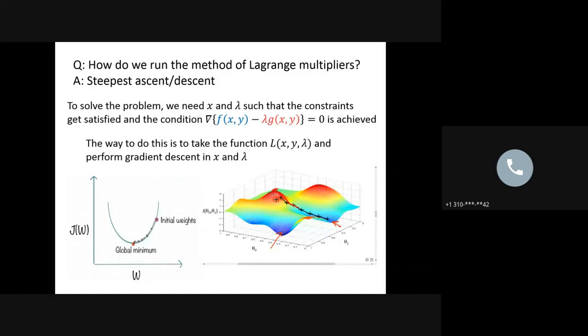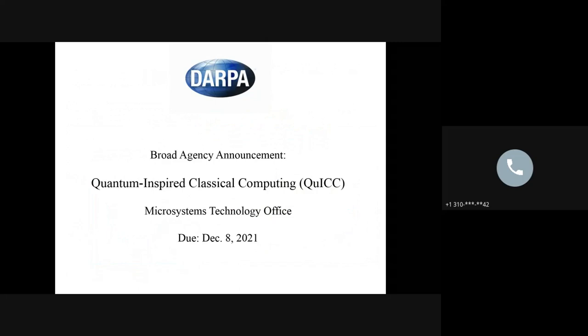And this is the gradient. And the optimum is achieved when the gradient is equal to zero, including the Lagrange multiplier. So, of course, when you go to a global optimum, the gradient is zero. You get to the top, there's no slope anymore. And so that's the secret.